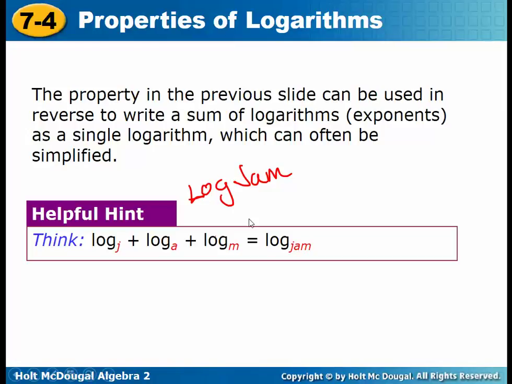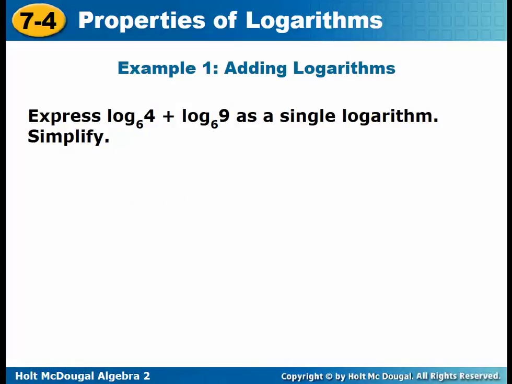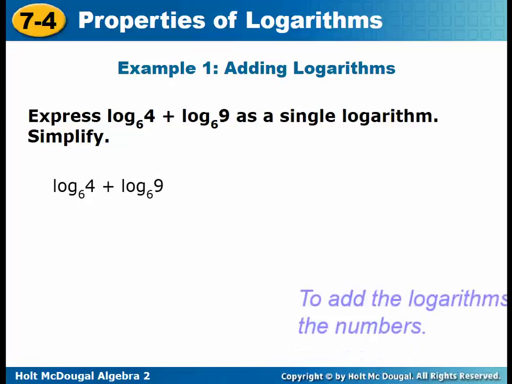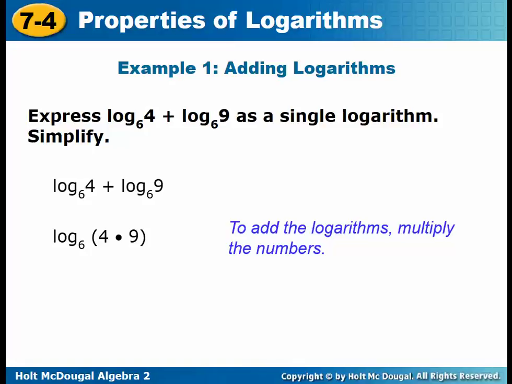So you can multiply the arguments together. Let's look at this example. Log base 6 of 4 plus log base 6 of 9. These are the same base, and we are able to write that as a single logarithm by multiplying the 4 and the 9 together. We do not multiply the 6 and the 6. We just multiply the 4 and the 9, and then you would get 4 times 9 is 36. So this is equal to log base 6 of 36.